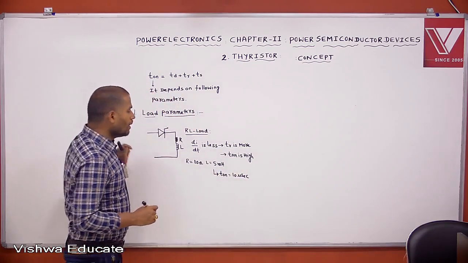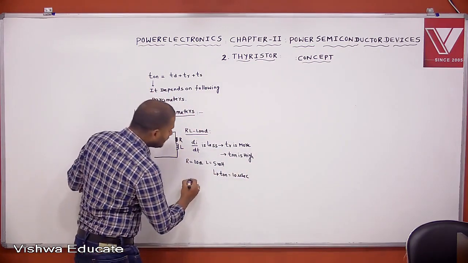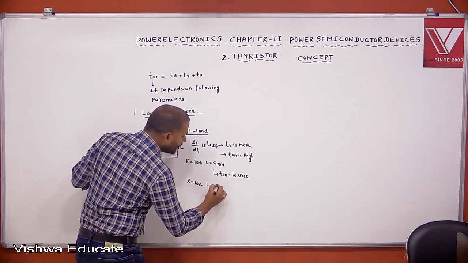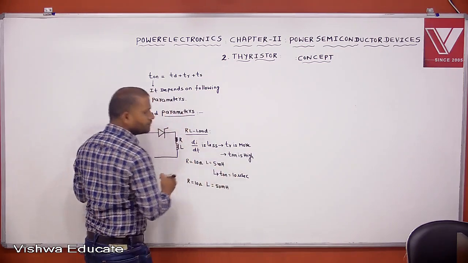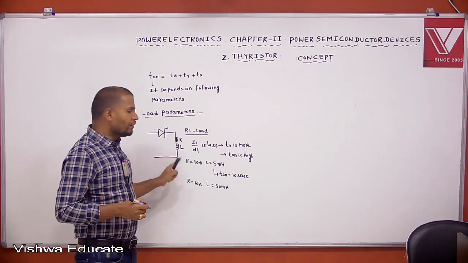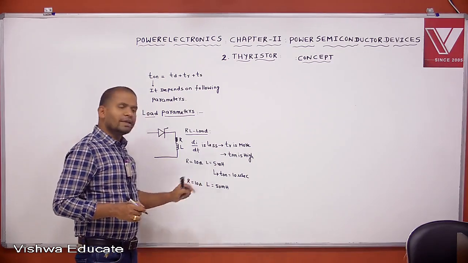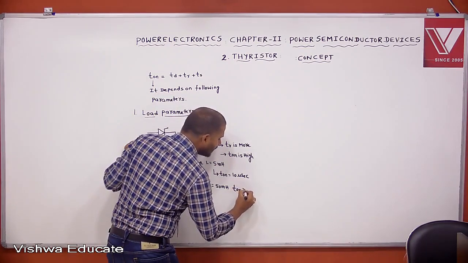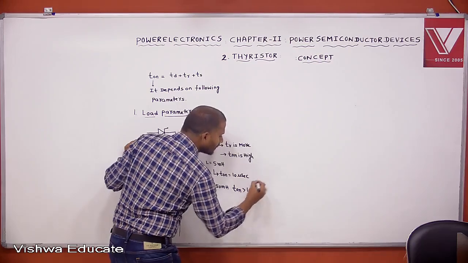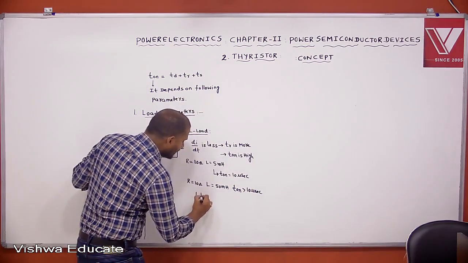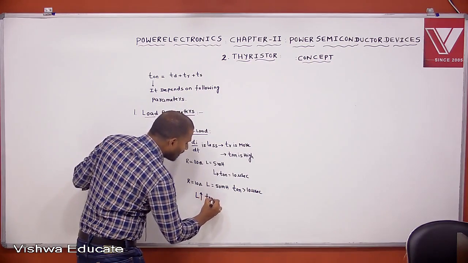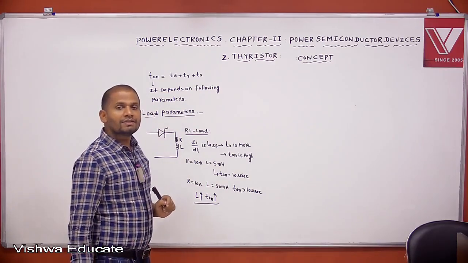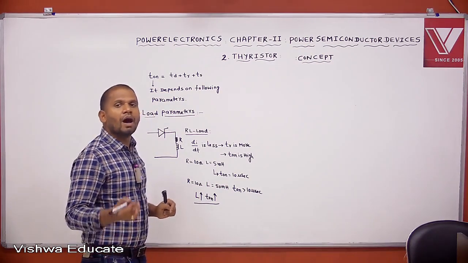The same thyristor is connected with a load of R equal to 10 ohms, L equal to 50 millihenry. Then the turn-on time is greater than 10 microseconds. That is, if the inductance increases, then the turn-on time of the SCR also increases. Like this, it depends on RL load.